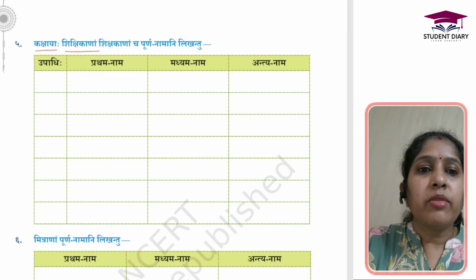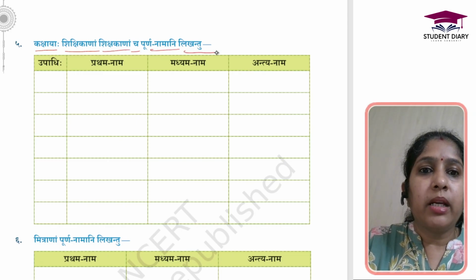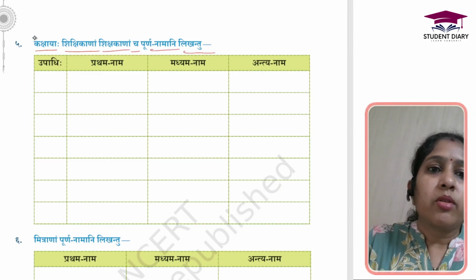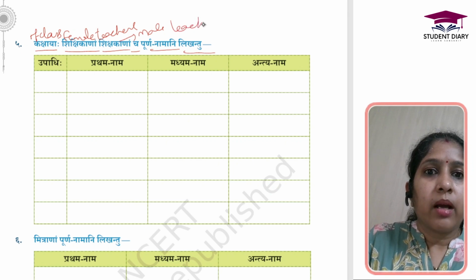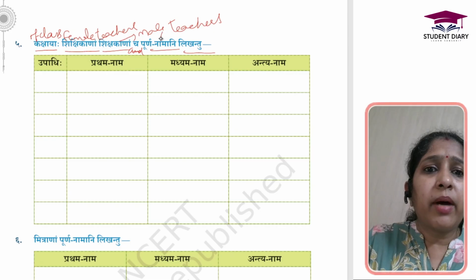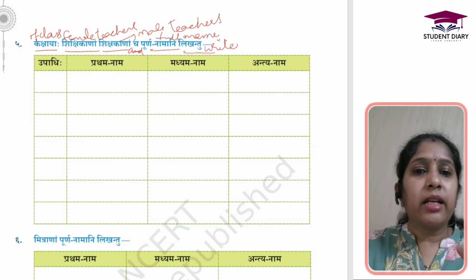Kakshayaha shikshikanam shikshakanam cha purnanamani likhantu. Now come to your school. Kakshayaha means of class. Shikshikanam means your female teachers. And Shikshakanam means your male teachers. Cha means and. Purnanamani means full name. And Likhantu means write. So basically they are saying write the full name of your teachers.